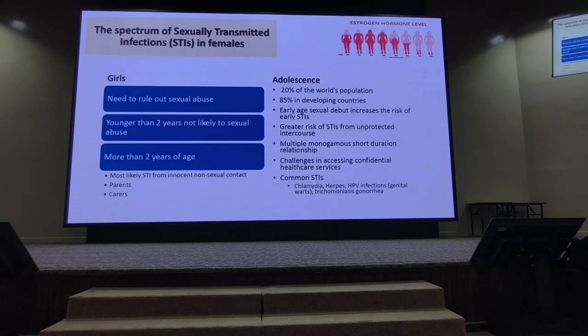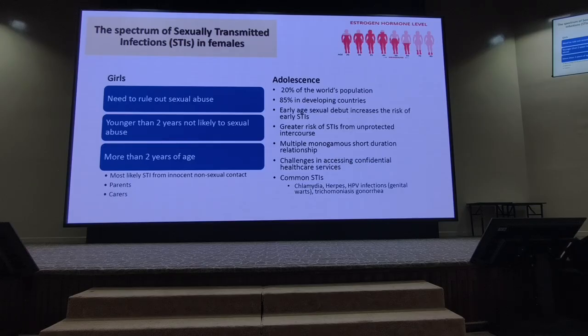But if you are suspicious, obviously look at sexual abuse. When you look at the population of the world, adolescents make up about 20% of the world population, and 85% of them are in the developing countries. And about 70% of all these problems occur in adolescents. Why? Because they have early sexual debut.